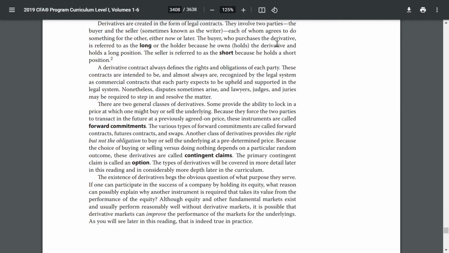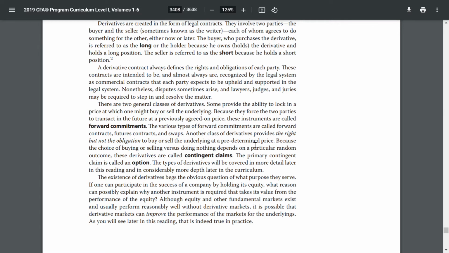Nonetheless, disputes sometimes arise, and lawyers, judges, and juries may be required to step in to resolve the matter. There are two general classes of derivatives. Some provide the ability to lock in a price at which one might buy or sell the underlying, but they force the two parties to transact in the future at a previously agreed upon price. These instruments are called forward commitments. The various types of forward commitments are called forward contracts, futures contracts, and swaps.